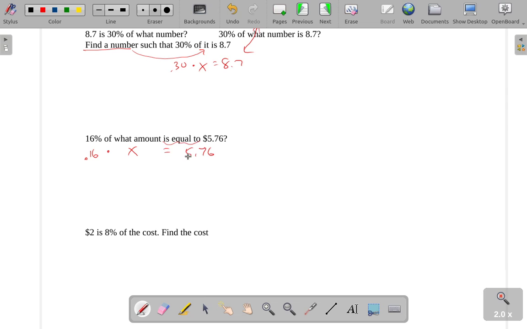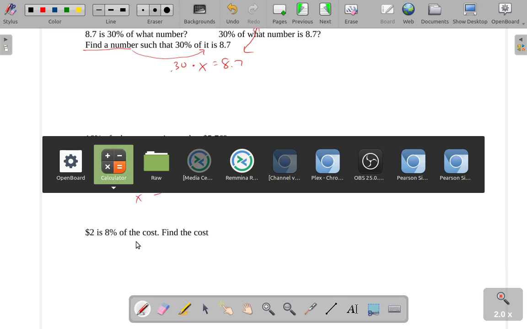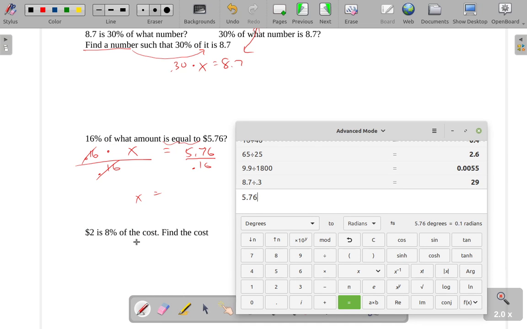Alright, well, to solve this, I need to get rid of that multiplying by 0.16. So I'll divide both sides by 0.16. This stuff cancels out over here, and I can just ask my calculator, what is 5.76 divided by 0.16? That is 36.